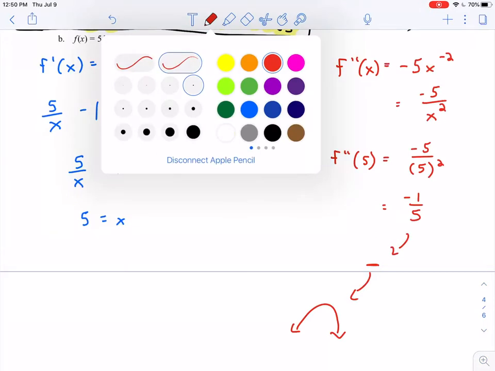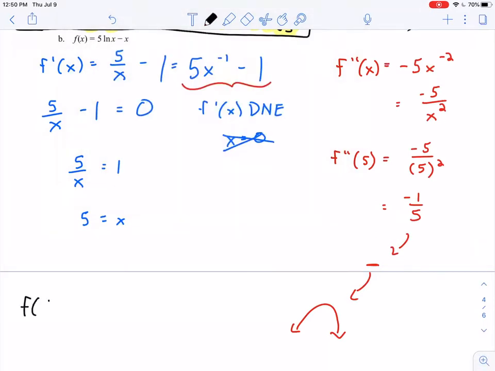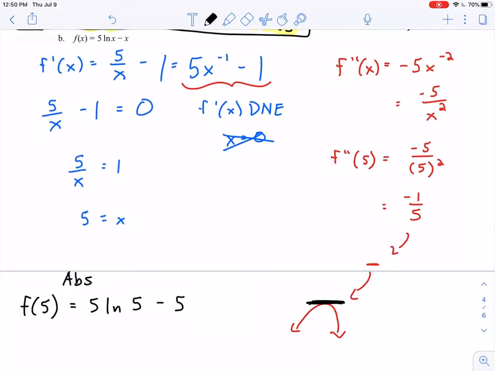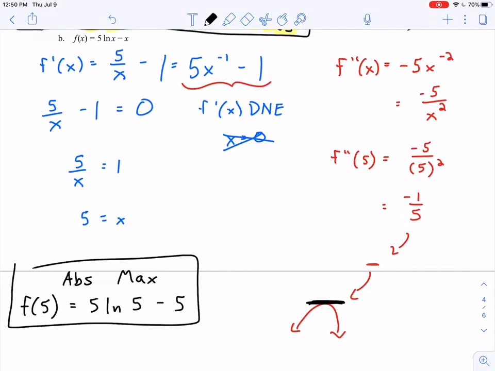So that means that f of 5, I'm going to plug this back into my function f of x. F of 5 is equal to 5 natural log of 5 minus 5. That's an ugly number again. Can't really do anything with that. But we know that this is the location of an absolute maximum here. This is the location of an absolute maximum.